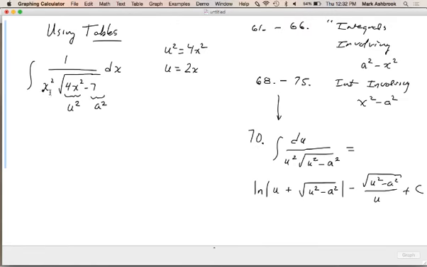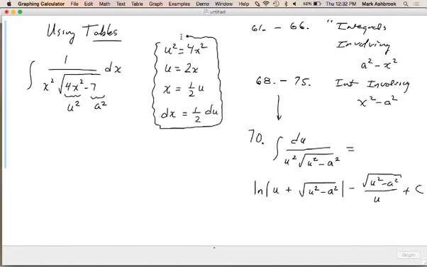So now we need to get what x squared is, and we need dx. All right. So what is x squared? X squared is going to be u squared over 4, and what is dx going to be? So x is 1/2 u, so dx is 1/2 du. So this is our setup work to make it look like the table formula. We gotta have it look just like this so that we can apply the formula.